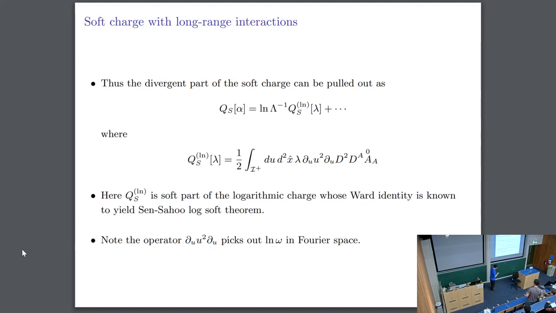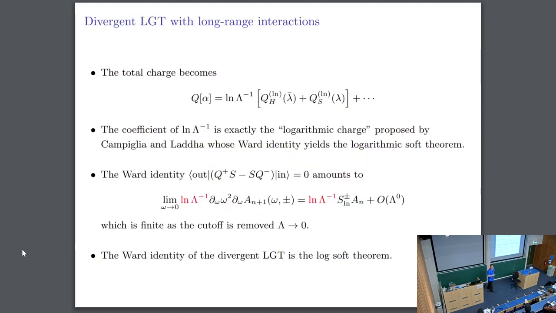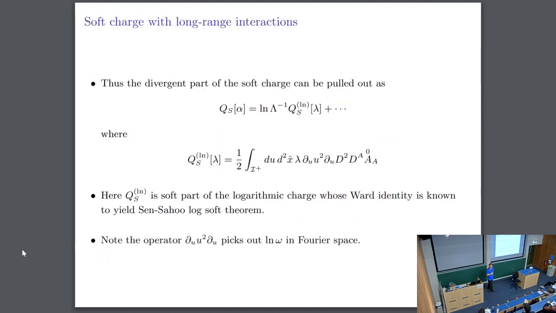Okay, one peculiar thing is that this del u squared del u is the operator, the projector, that picks out the coefficient of log omega in Fourier space. Is there a log omega in Fourier space? I mean, in the sense that if you have integrable functions, then you shouldn't have log omega.